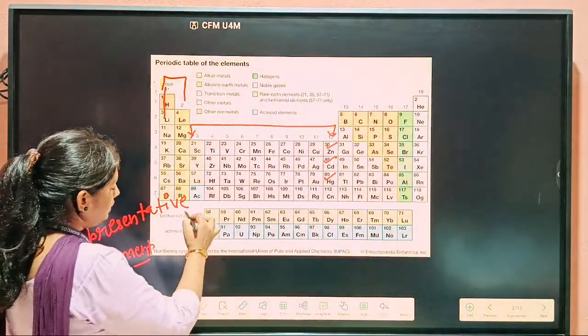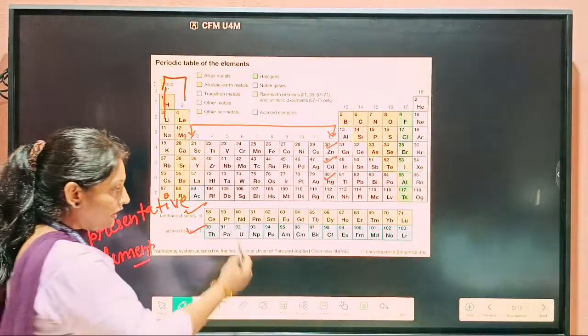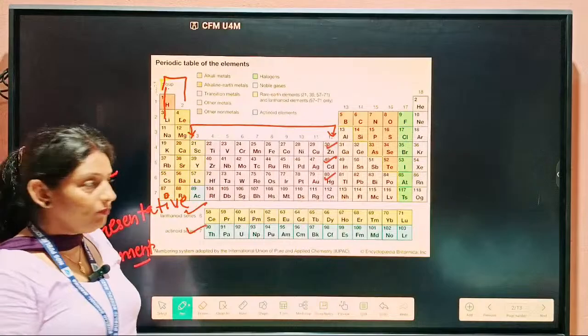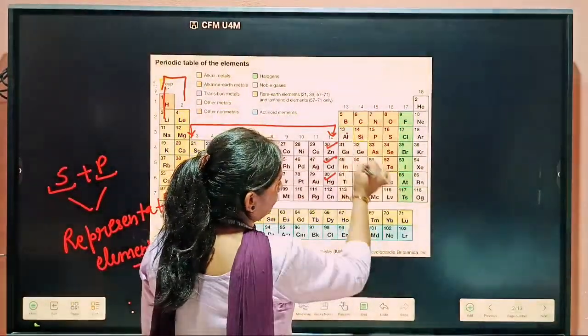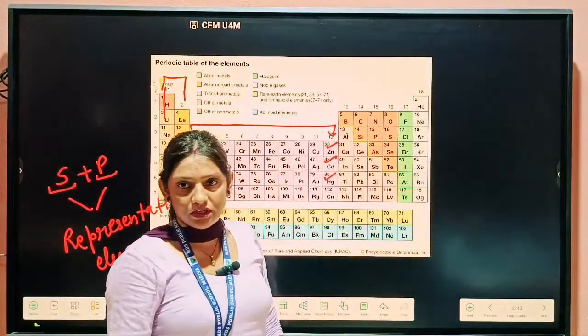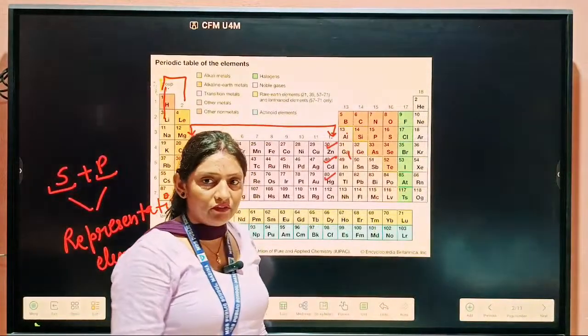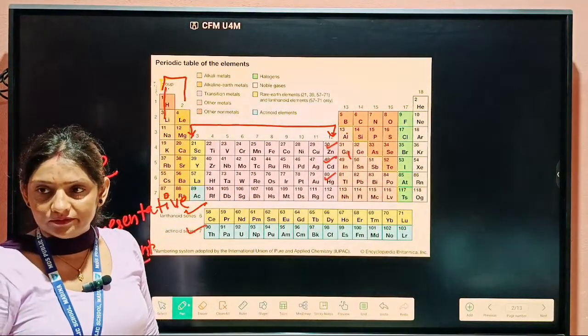Here, the lanthanoid series and actinoid series, all these elements are also metallic in character. And in the P block, these elements which are pink in color, you can see in this table, are also metallic in character. This means 78% of elements are metallic in character.